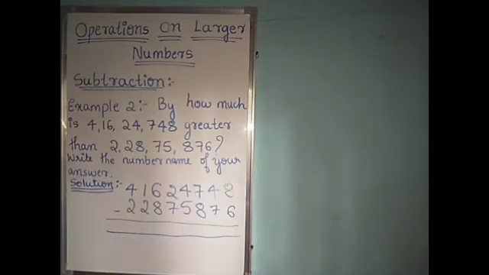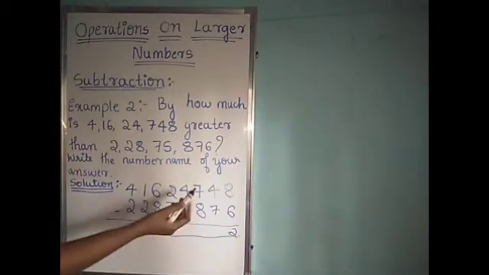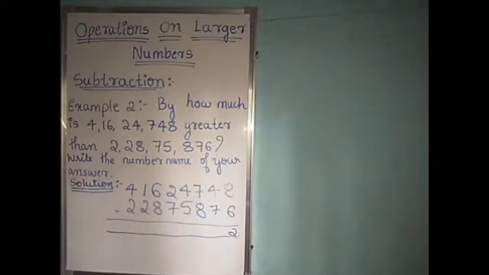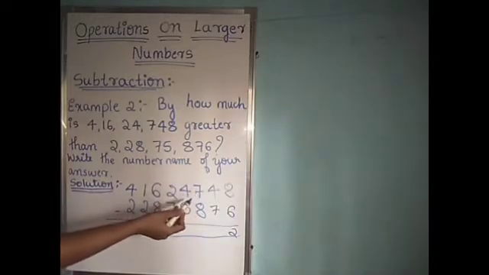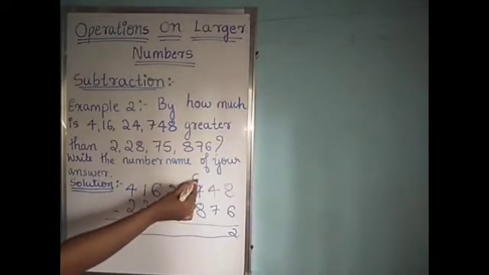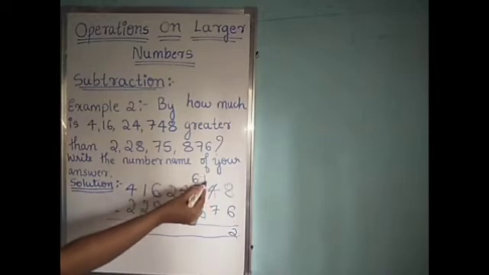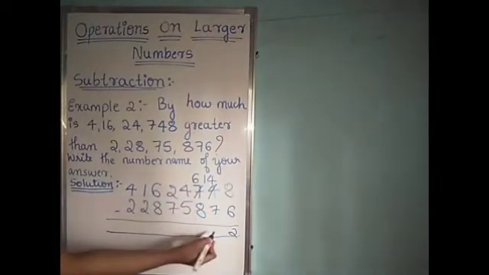Now we will start subtraction from ones place. 8 minus 6 is how much? 8 minus 6 is 2. Next 4 minus 7. 4 minus 7 is possible to subtract? No, it is not possible. So what we have to do? We have to borrow from next number. Here next number is 7. If we borrow from 7, then 7 becomes 6 and here 4 becomes 14. So 14 minus 7 is how much? 14 minus 7 is 7.